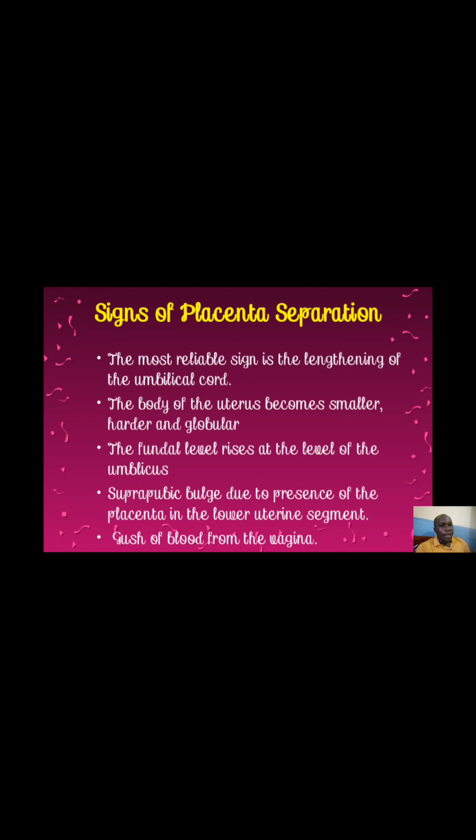Lakini pia suprapubic bulges due to presence of the placenta in the lower uterine segment. Chini kabisa kwenye suprapubic utaona kama kitu kina bulge fulani hivi. Hii ni kwa sababu due to descend of the placenta, has been separated and has started to descend.